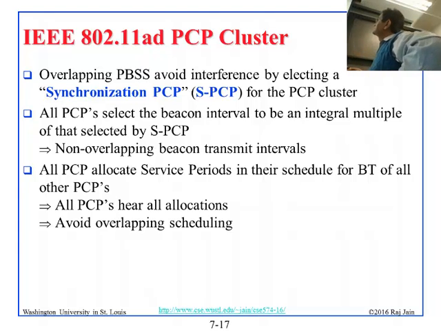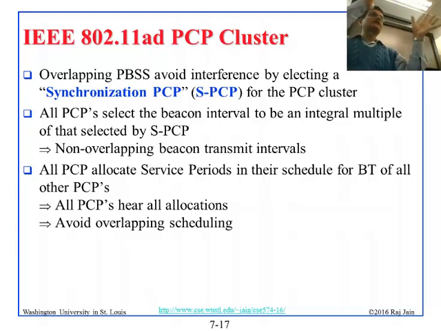All PCPs select the beacon interval to be an integral multiple of that selected by SPCP. So now everything has to be aligned, synchronized, right? So you get one slot, you get 2 slots, you get 3 slots, but everything has to be a multiple of slots, so that it's easy for us to go back and circle again. Otherwise, if you do 1.5 and you do 2.3 and you do 3.3, we may not come back to the same number, right?